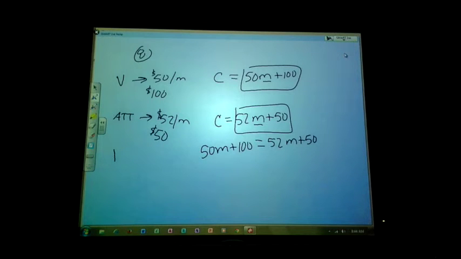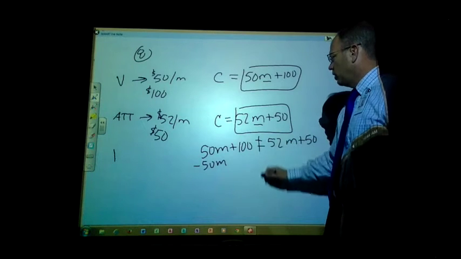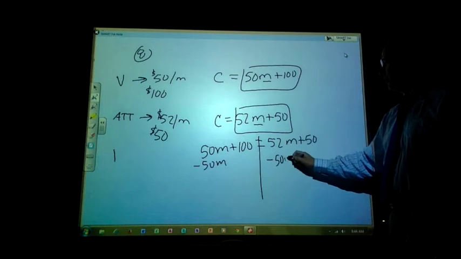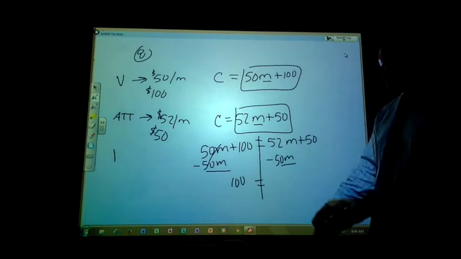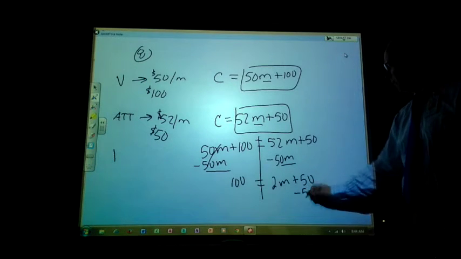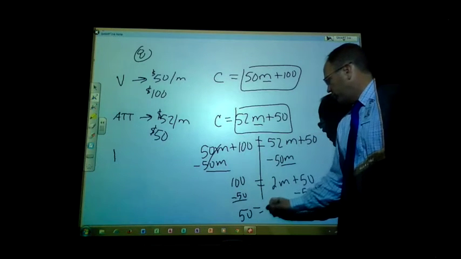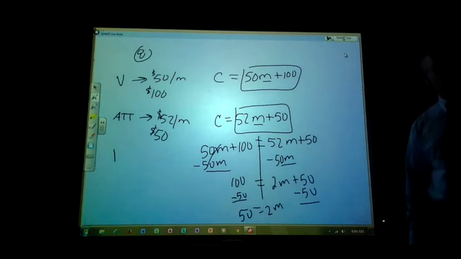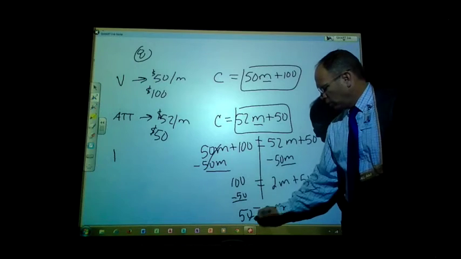So those are the choices that we have. For sake of time, I'm just going to go ahead and pick, let's subtract 50M from both sides. This is one of those where you could do the line down the middle. That would represent the equal sign on both sides. So if I were to do this, those cancel. I get 100 is equal to 2M plus 50. And then if I subtract 50 from either side, I'm going to get 50 is equal to 2M. And then how are 2 and M being held together? Multiplication, and the opposite of multiplication is division. So the last thing I'll do is divide each side by 2.